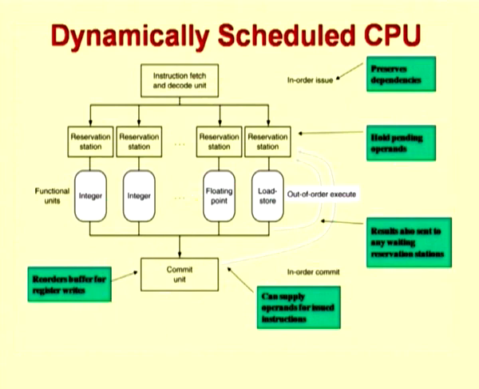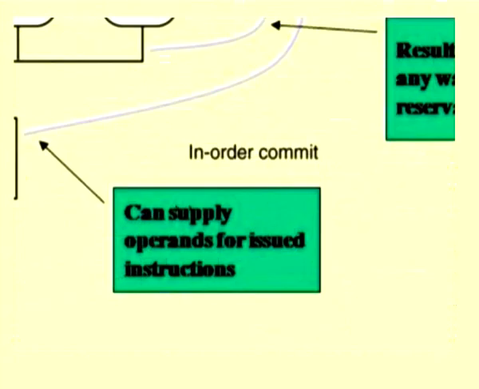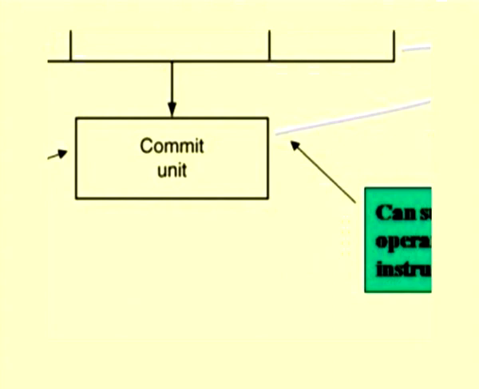So, which is why we say that it can supply the operands for the issued instructions. You can supply the operands for the issued instructions from this commit stage. This commit stage unit that we are talking about is a huge structure which consists of reorder buffers and mechanisms to supply these operands. Okay, all these things will be provided.